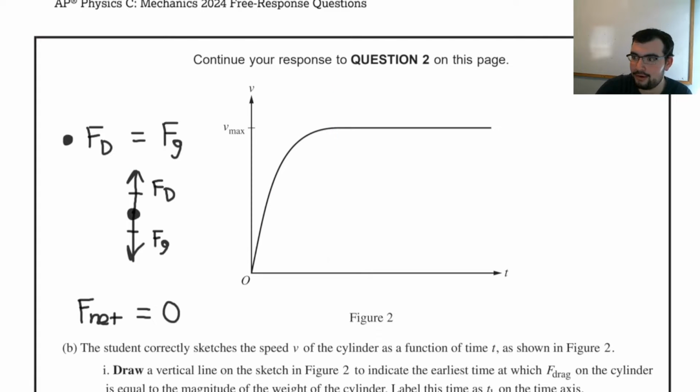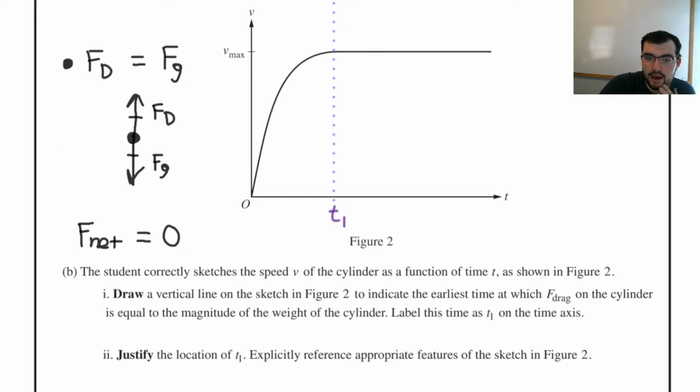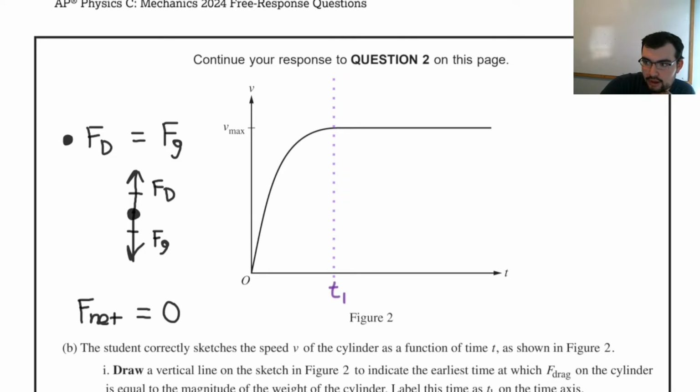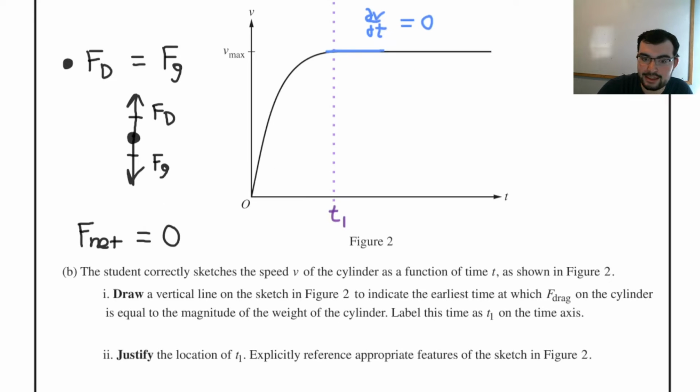Oh, we don't want an arrow. I want just this one. So we're going to go right about here. Maybe move it over slightly. Yeah, that's about good. And we're going to label that T1. So why is this the point? Well, at this point, it's where the slope becomes horizontal. So at this point, we have dv dt equals 0. And why is that significant?